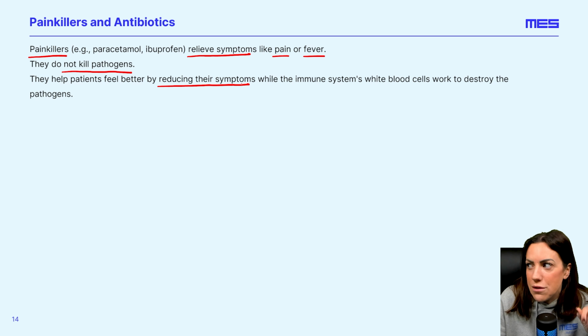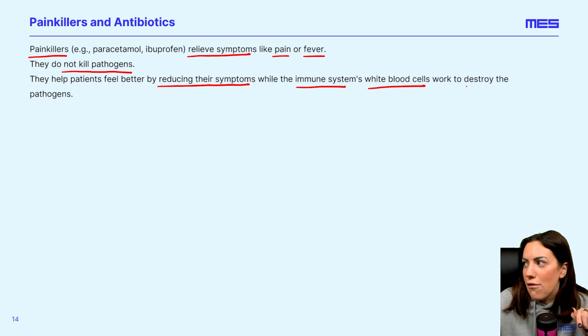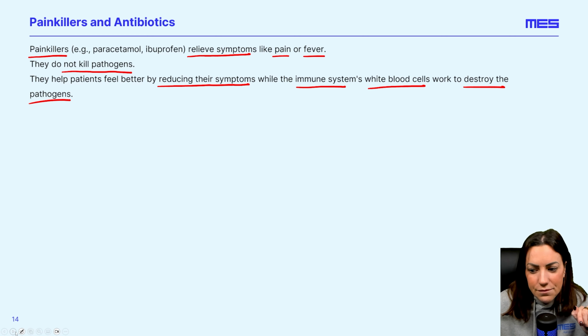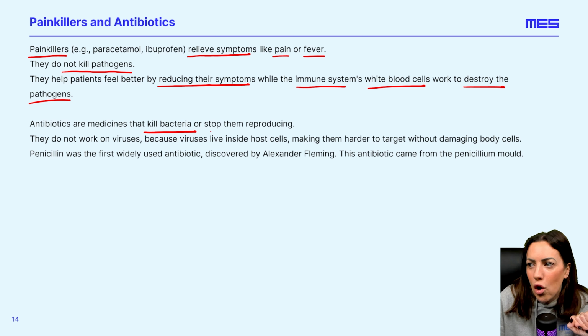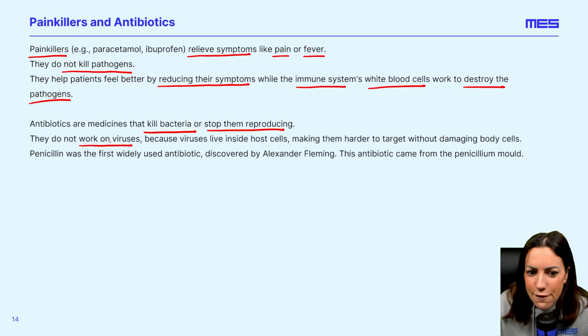They only reduce symptoms, but it's still your immune system and your white blood cells that are actually destroying the pathogen. On the other hand, we have antibiotics. Now, antibiotics are medicines that kill bacteria or stop them from replicating or reproducing. Remember, antibiotics do not work on viruses. They do not kill viruses. They only kill bacteria. That is really important. So any viral infections like influenza, which causes the flu, cannot be treated with an antibiotic.